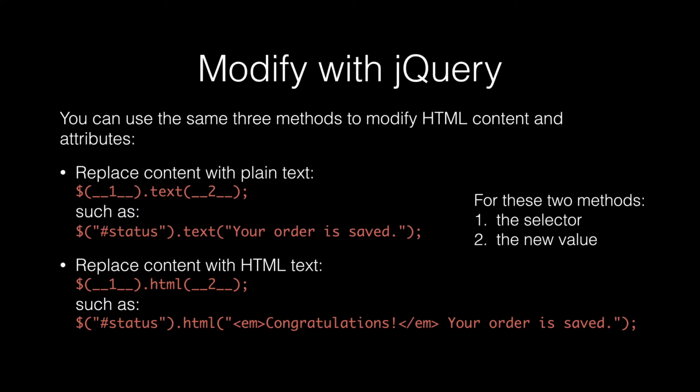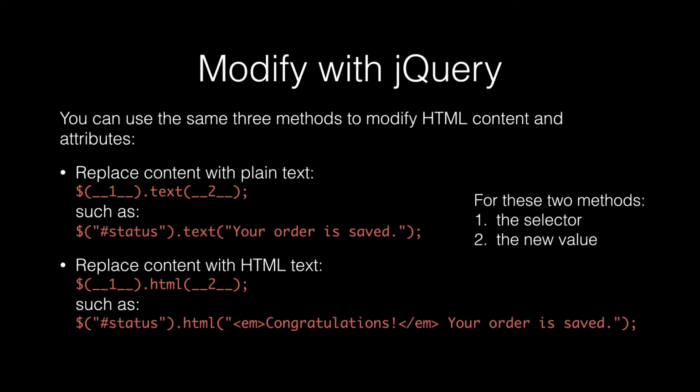So you can use the same three methods to modify HTML content and attributes. So the same three that we just covered. So you can see on these two slides we have the text method and the HTML method to modify text content and HTML content respectively. And in both of these situations we're going to, again, select something. So the first placeholder there is for the CSS selector for the thing we want to select. Then we call the appropriate method, text or HTML.